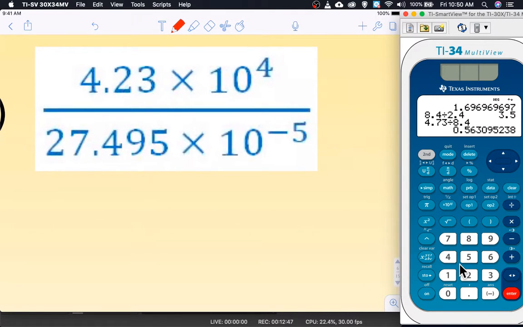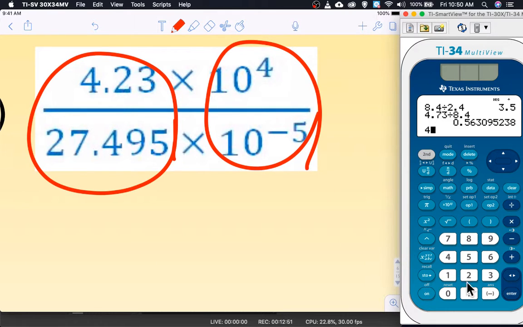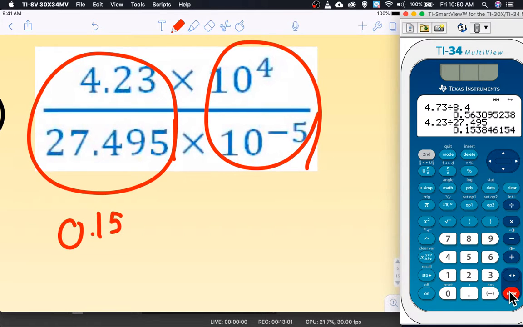So I'm going to divide my decimals. I'm going to divide my powers of 10. 4.23 divided by 27.495 is 0.15. I'm going to make it a 4. I'm going to round to this thousandths place. So the 8 makes the 3 round up. Times by 10 to the what power?